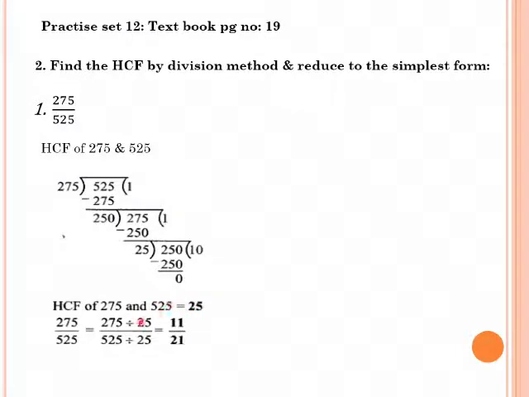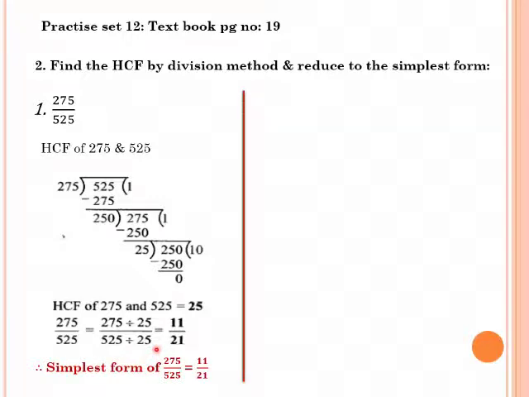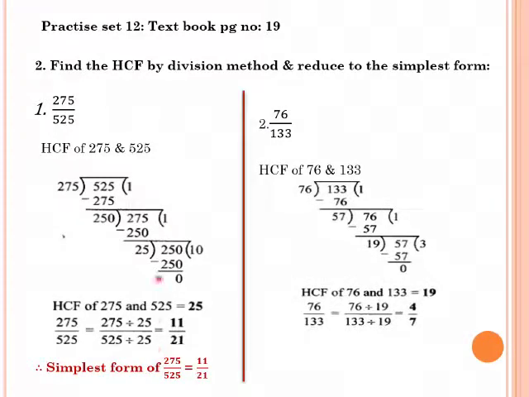Now you have to divide by this HCF to reduce this. So here the final answer is 11 upon 21. So your simplest form is 11 upon 21. Second sum, children, the same type, 76 upon 133. After doing the divisions 3 times, that is in 3 parts, you get your HCF as 19. So 76 upon 133 will give you 4 upon 7, because we are dividing by the HCF 19, and hence your final answer.